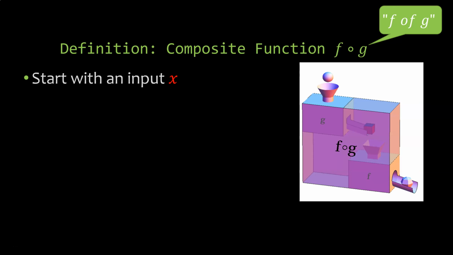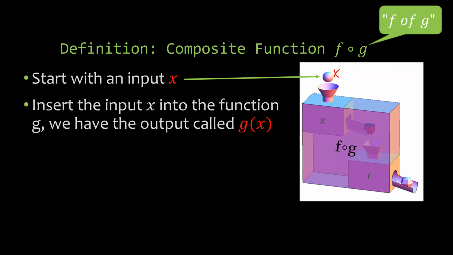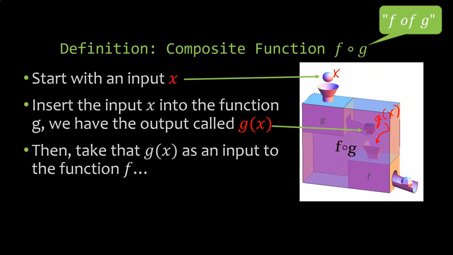You are going to start with the input x. What are we going to do? We're going to first insert that into the function g, and we will get out the output g of x. Now we are going to take that output, g of x, and insert it into the function f.